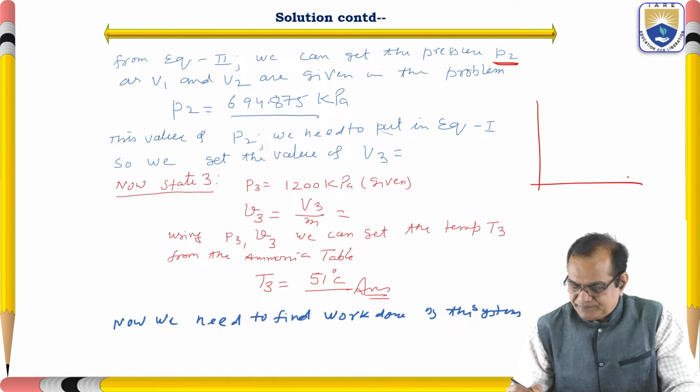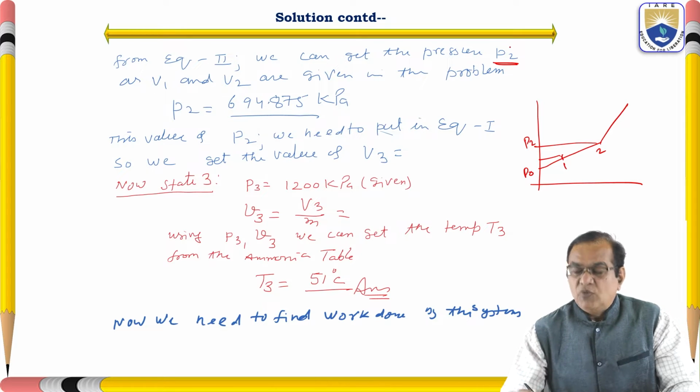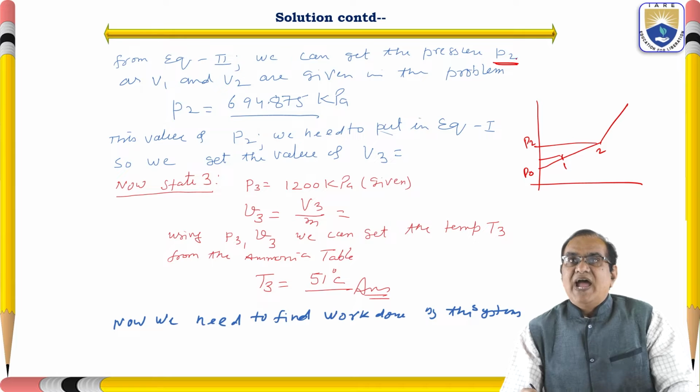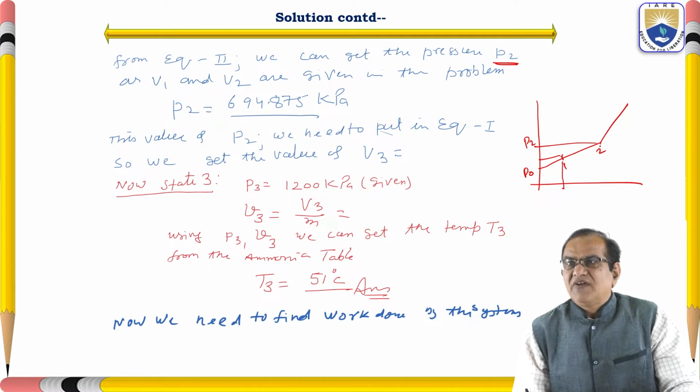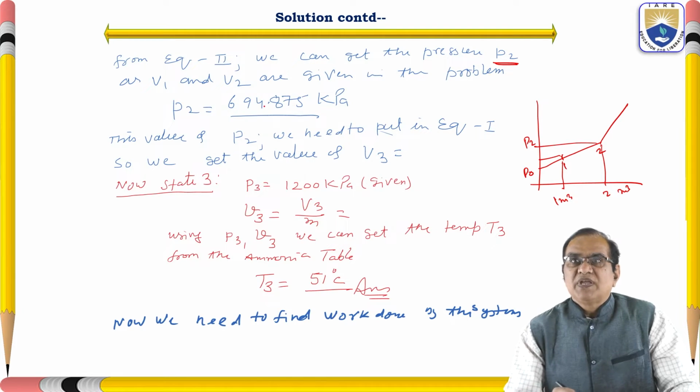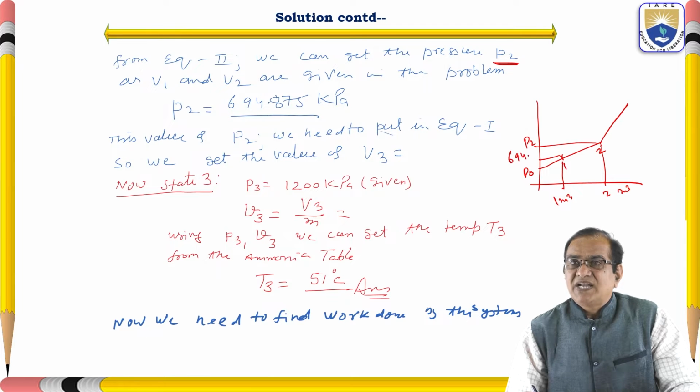We can see here that this is the line, and this is line 1 and 2. So we know this P2, we can get it. V1 and V2 are given in the problem. V1 is given, V2 is 2 and this is 1, in meter cube. So we can get the P2 from this equation and we got 694.875 kilopascal. And this is the atmospheric pressure.